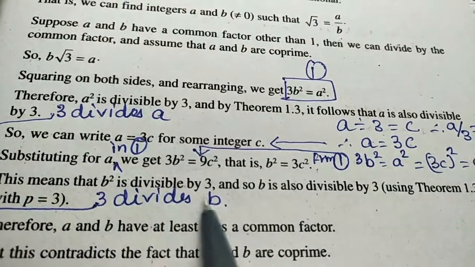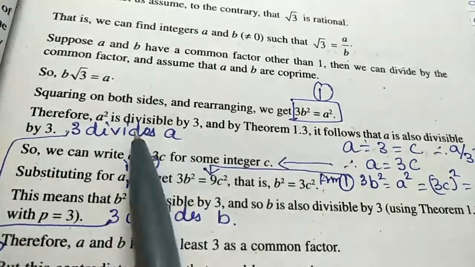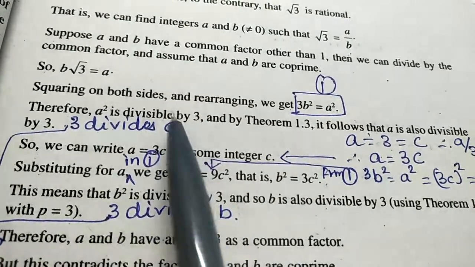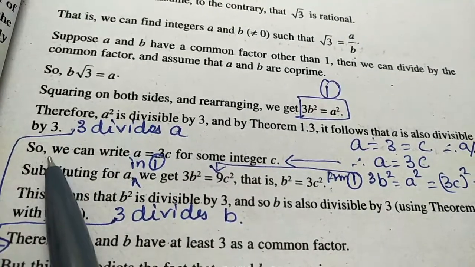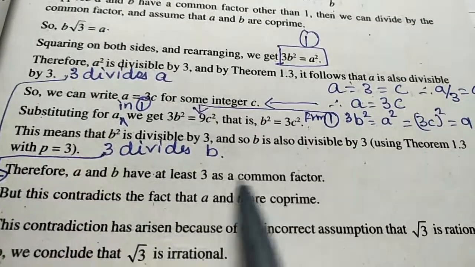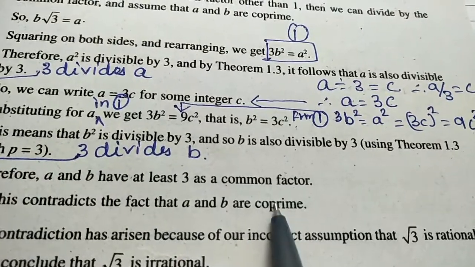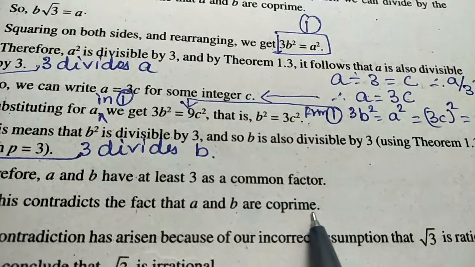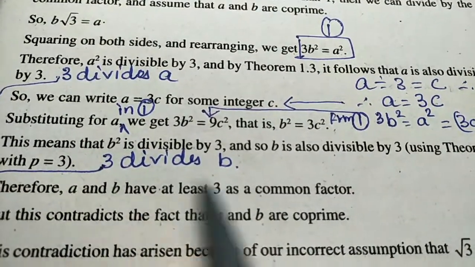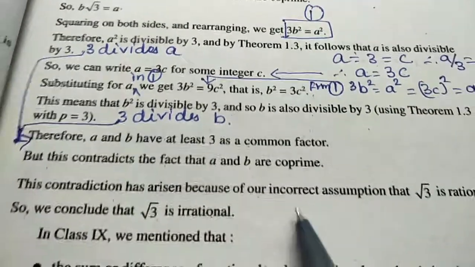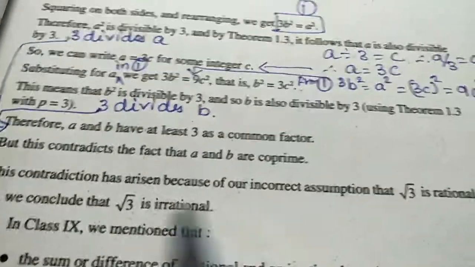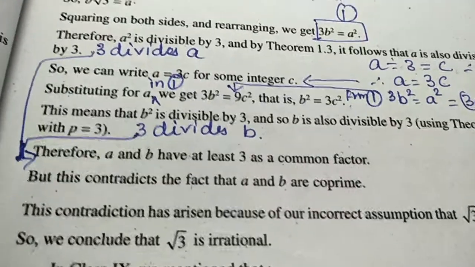So if b is divisible by 3 and a is also divisible by 3, that means a and b have got this 3 as a common factor. But they are co-prime, so this is not possible. Co-prime has only 1 as a common factor, but here we are getting 3 as a common factor. So again our assumption is incorrect. So square root 3 is not a rational number, it is irrational.